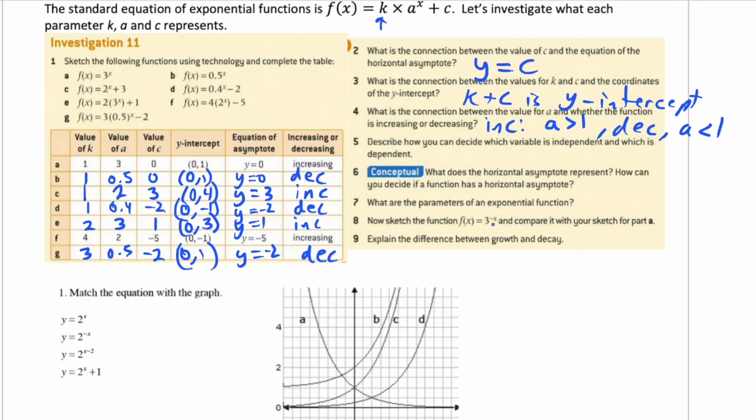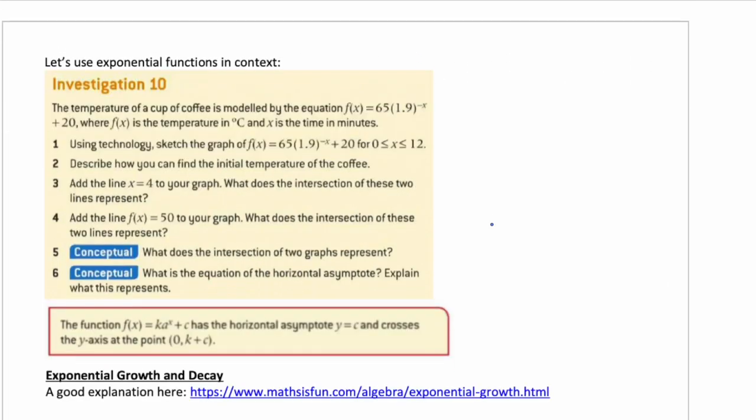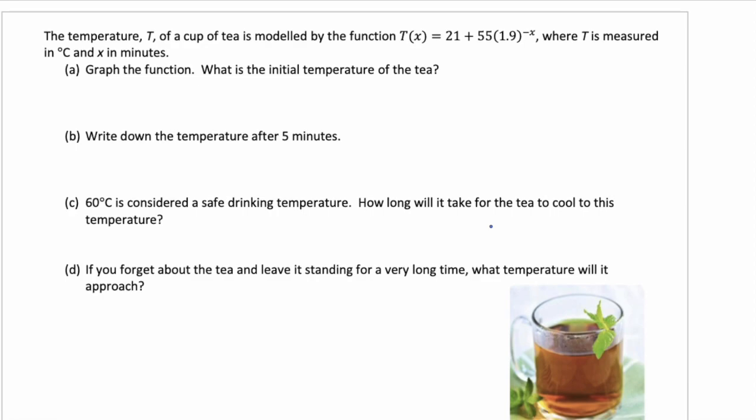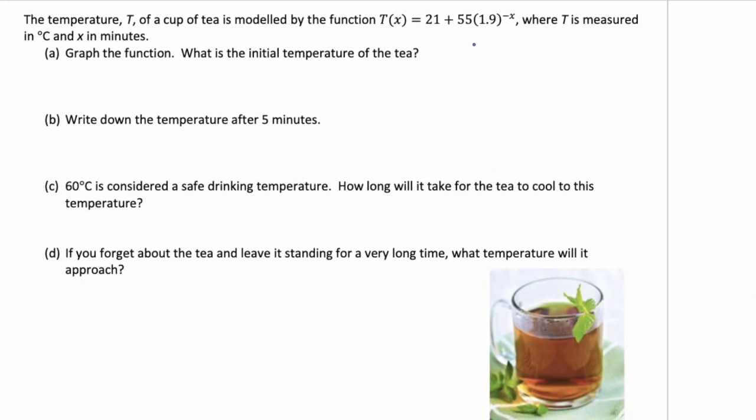Okay, now let's move on to an actual application here. Let's do this one here with the temperature of a teacup. This is how it works. The temperature of tea or any hot liquid starts off high, maybe close to 100, and then it goes down towards room temperature. So let's call this x and T for temperature. Graph the function. What was the initial temperature of the tea?